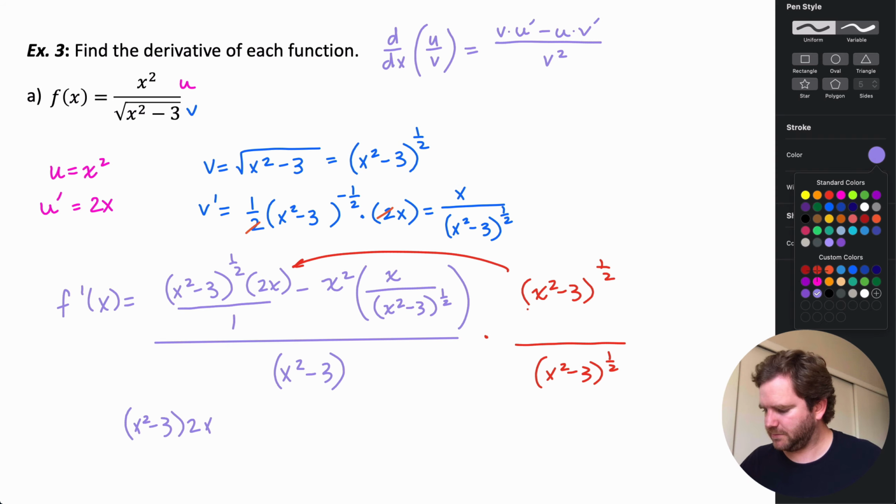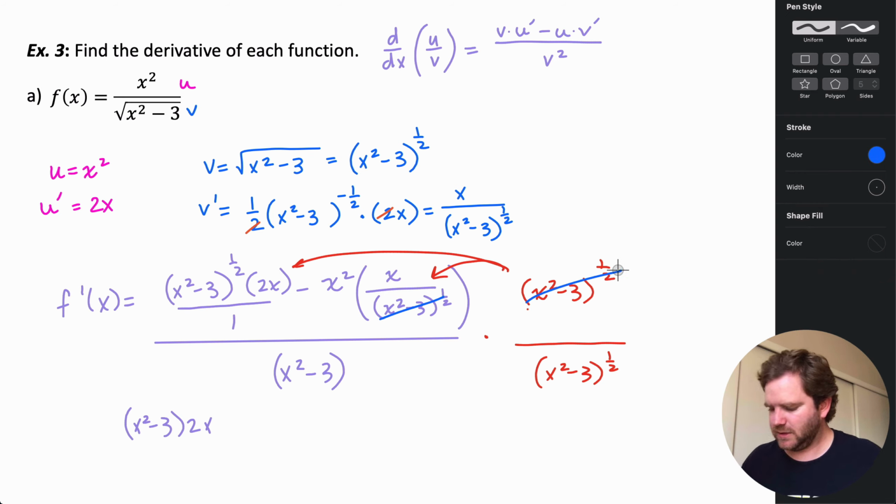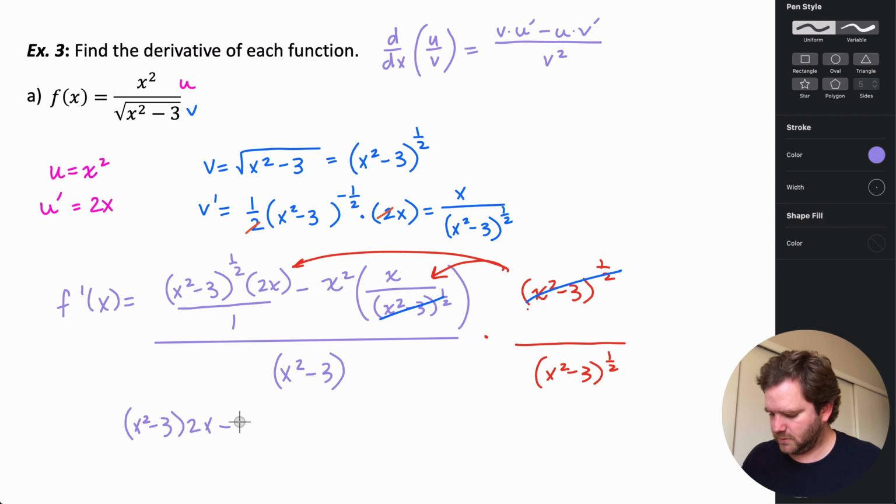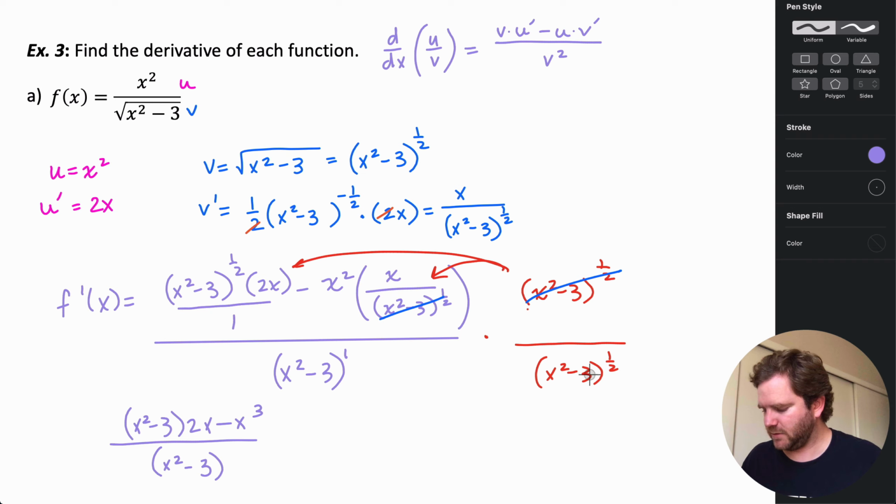So when I multiply this piece into here, the whole purpose of us multiplying by this was so that these would cancel. So I'm just going to be left with my x cubed. So it's going to be minus x cubed, all divided by this quantity here, x squared minus 3. But this time it's to the first times this x squared minus 3 to the 1/2. So 1 plus a half is 3/2.